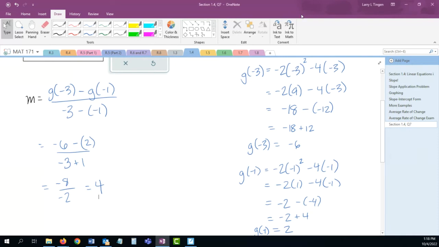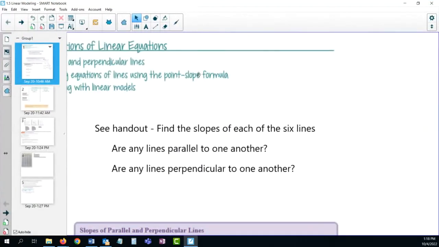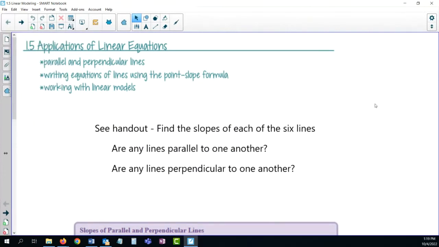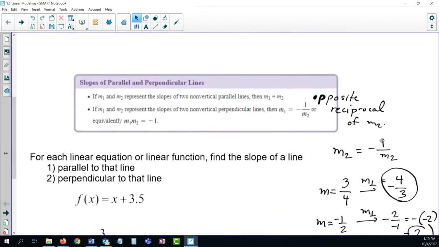All right, so there's 1-4 in the books. So we're going to go on to 1-5, which we started last time. I've got some definitions at the bottom here.